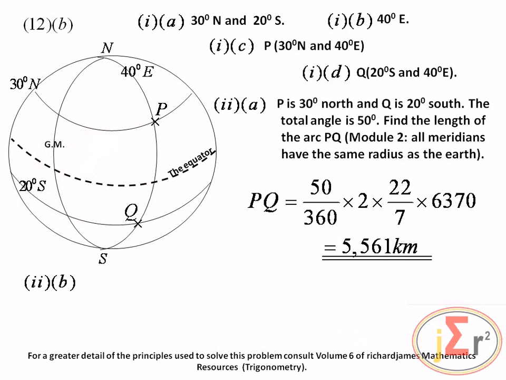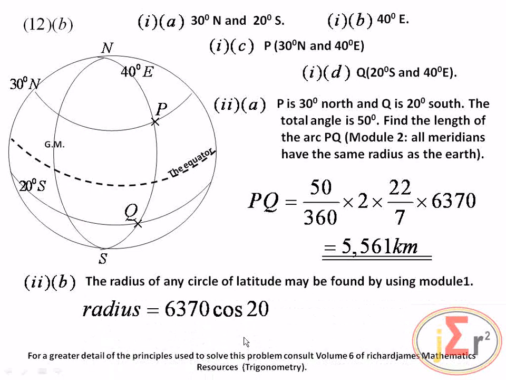We need to determine the radius of the circle of latitude on which Q is located. The radius of any circle of latitude may be found by using Module 1. The radius of any circle of latitude is equal to the radius of the Earth multiplied by cosine of the angle of latitude. So we have radius is equal to 6,370 times cosine of 20, and that gives 5,986 kilometers.